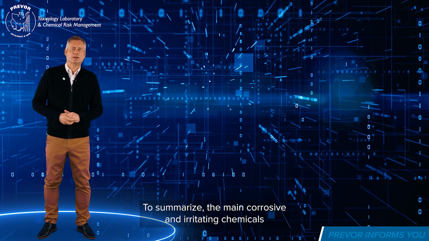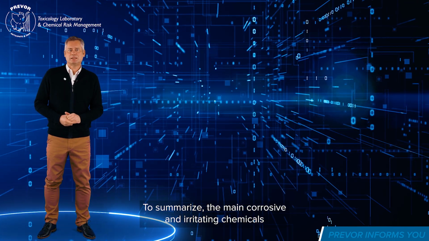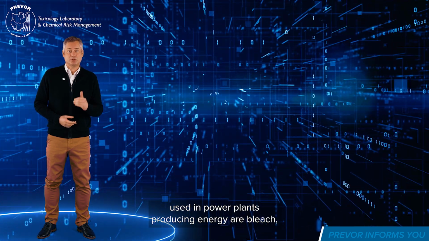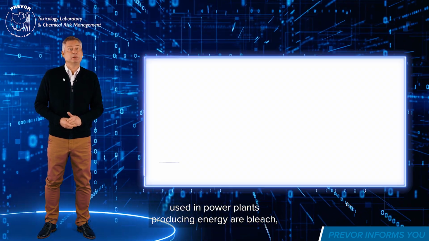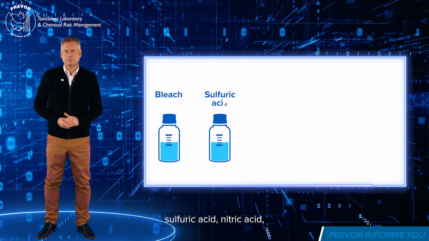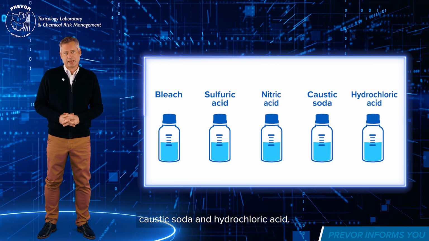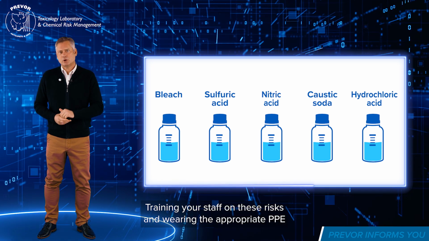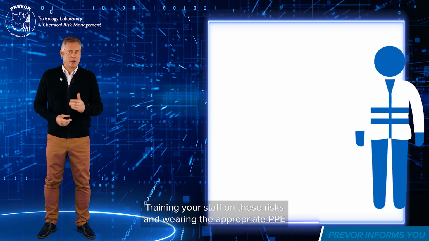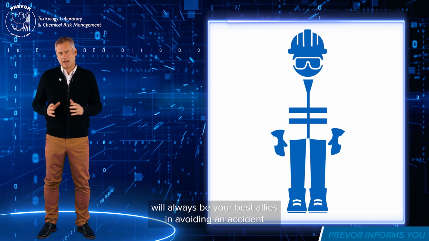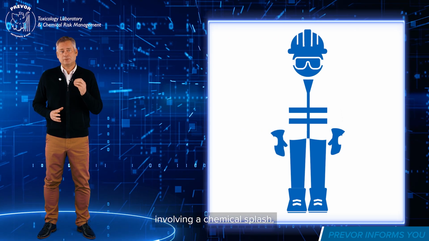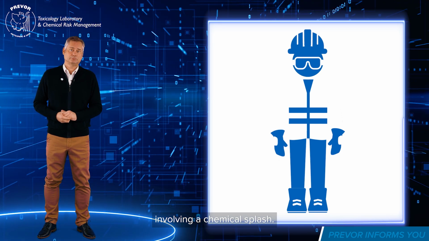To summarize, the main corrosive and irritating chemicals used in power plants producing energy are bleach, sulfuric acid, nitric acid, caustic soda and hydrochloric acid. Training your staff on these risks and wearing the appropriate PPE will always be your best allies in avoiding an accident involving a chemical splash.